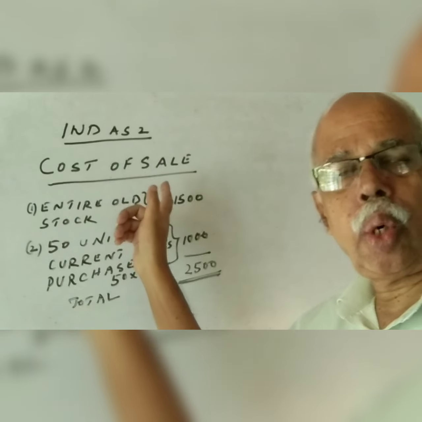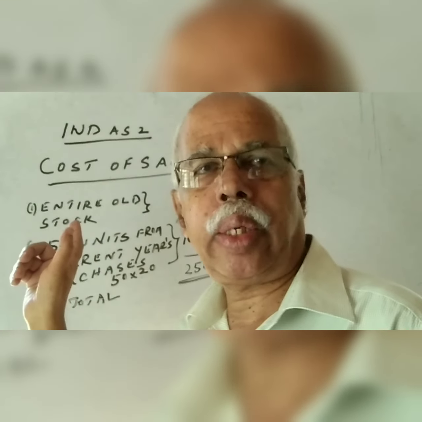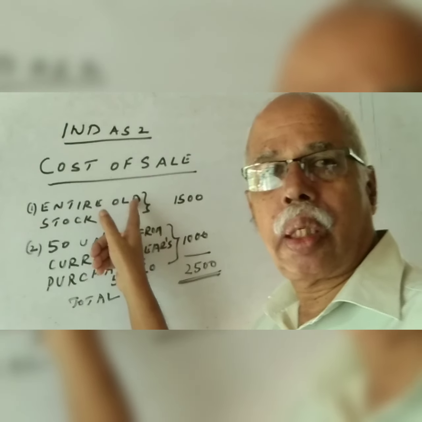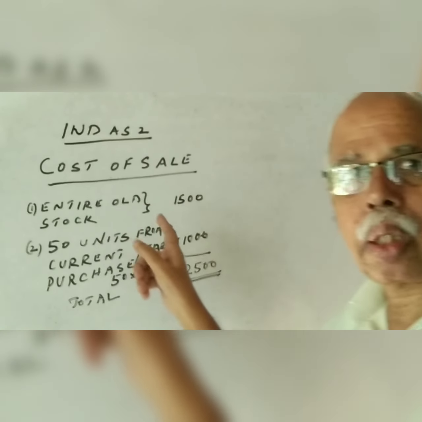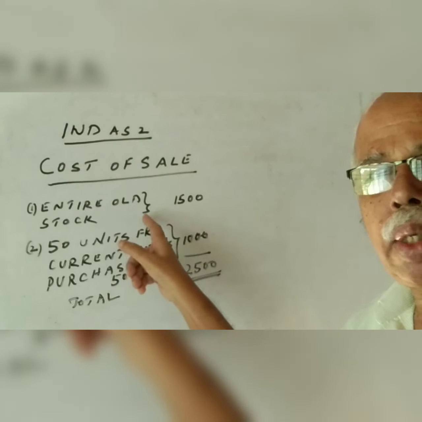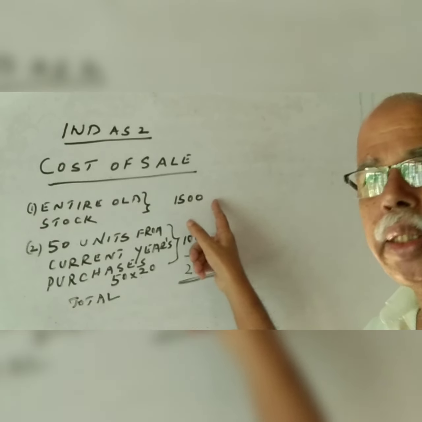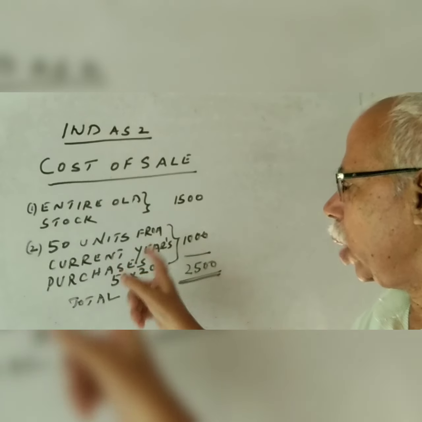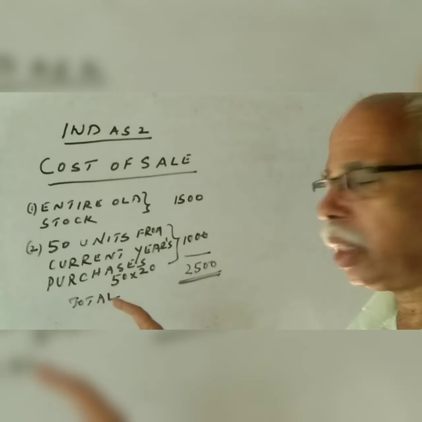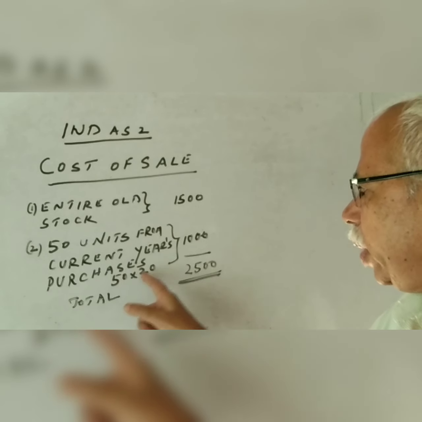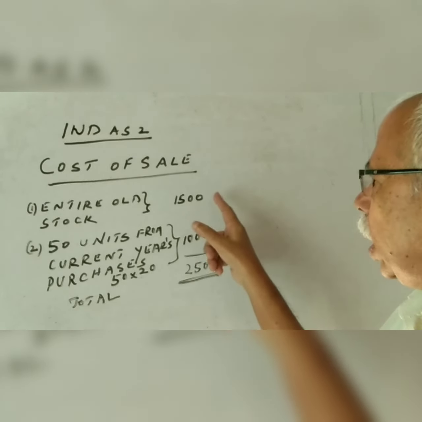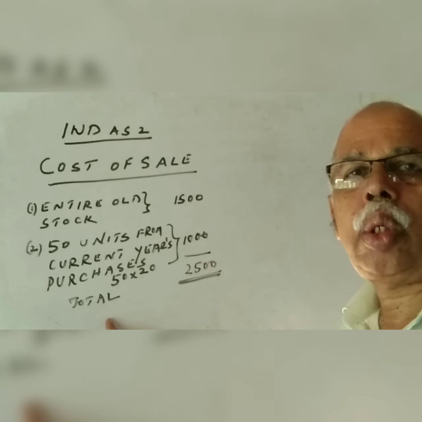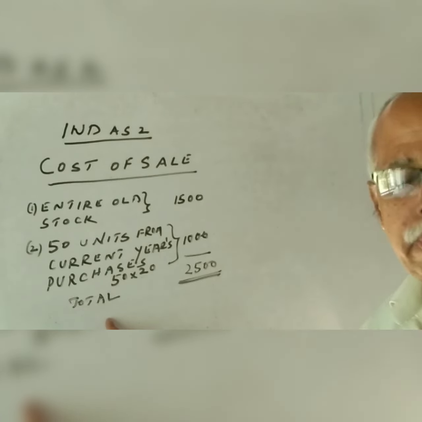The company sold 150 units during the year, out of which 100 units were from the old stock. The cost of the old stock was 1,500. The entire old stock was sold out. Then the remaining 50 units were sold from current purchases, which amounts to 50 into 20, that is 1,000. So 1,500 plus 1,000 is equal to 2,500, the total cost of sale for the year.